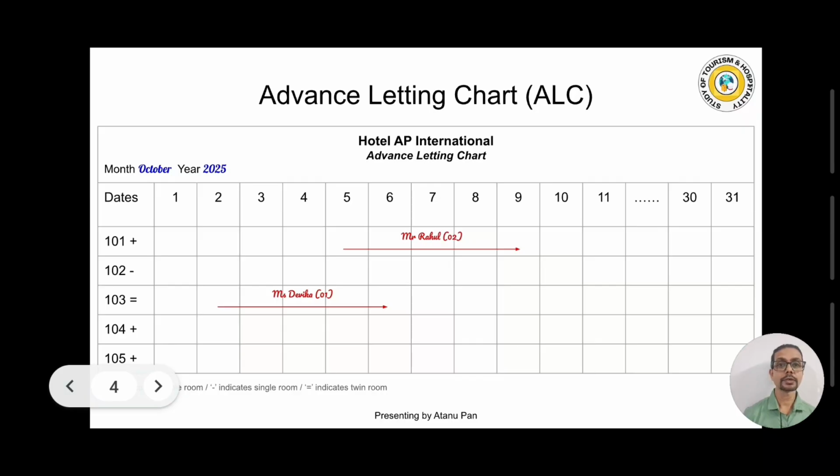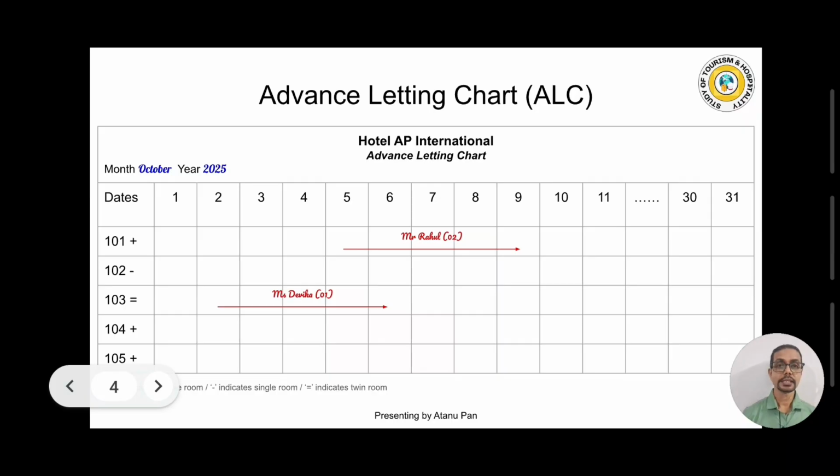Okay, when two lines cross each other, that is a double room. A single line is a single room, and two parallel lines indicate twin rooms. Now, how was this form used in earlier days?